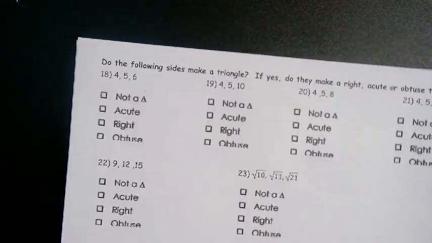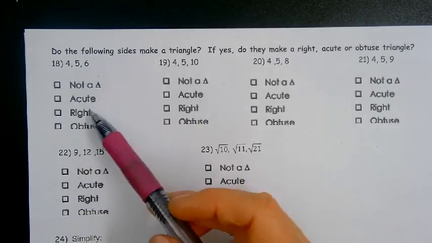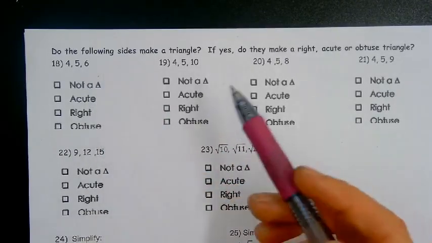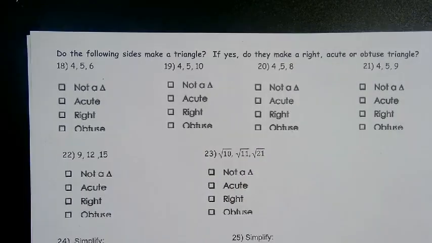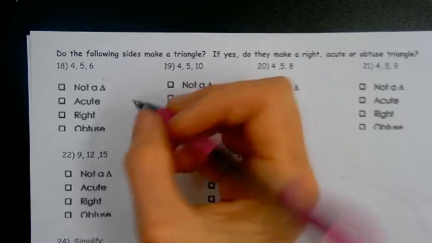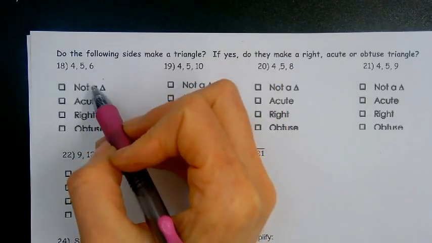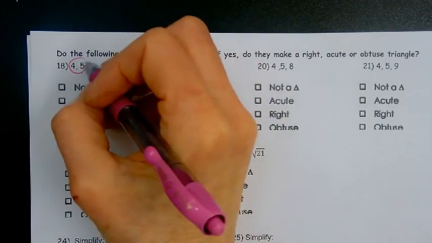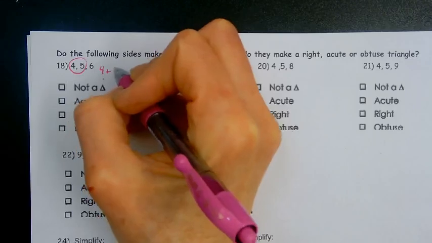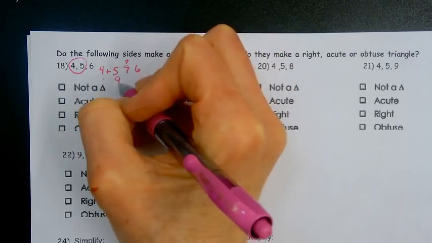4, 5, and 6, do these sides make a triangle? And if they do, is it going to be an acute, a right, or an obtuse? This is the converse of the Pythagorean theorem. Here are the 3 sides. We're going to check to see if they make a triangle. Remember, to see if they can make a triangle, you add the 2 smaller ones. So 4 plus 5. Is that greater than 6? 9 is greater than 6. So yes, these can make a triangle.